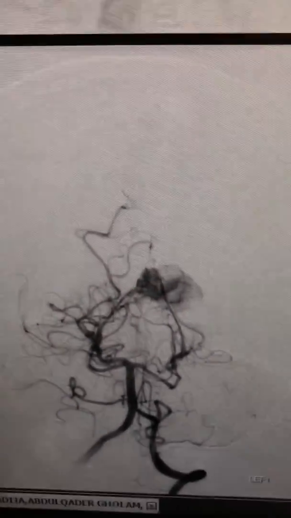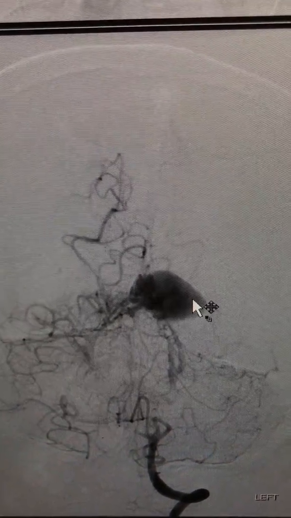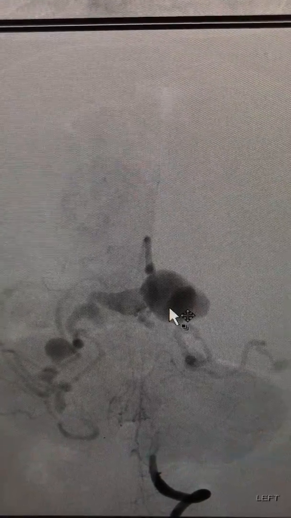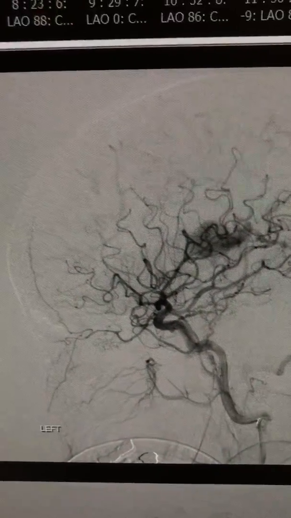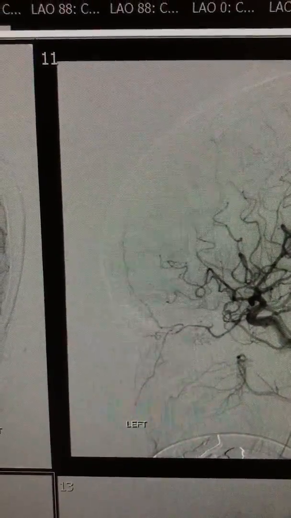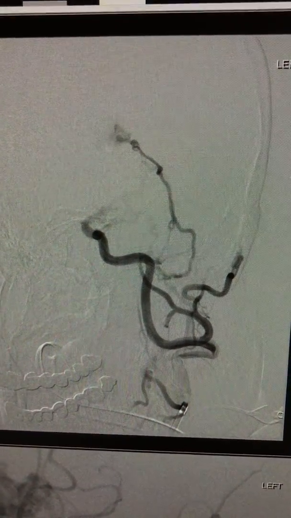When we did the vertebral injection, you can see that there's also some flow coming in from the posterior circulation that drains as well into this part of the malformation. Then we tried to do the embolization. Initially it was difficult to do the cannulation due to bad anatomy.